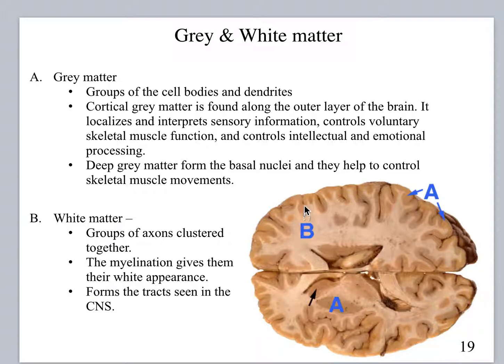So you could imagine the cell body of the nerve would be up in this area here, and it sends its long axon tract down and through the white matter, and eventually on down into the brainstem, into the spinal cord, down to the muscle that it needs to innervate.